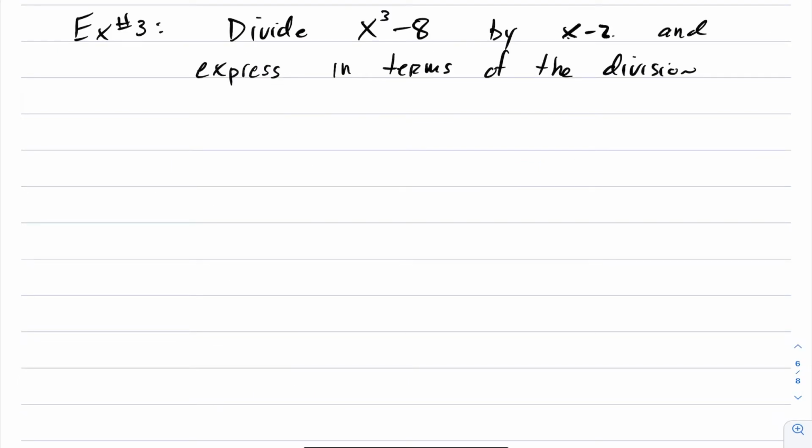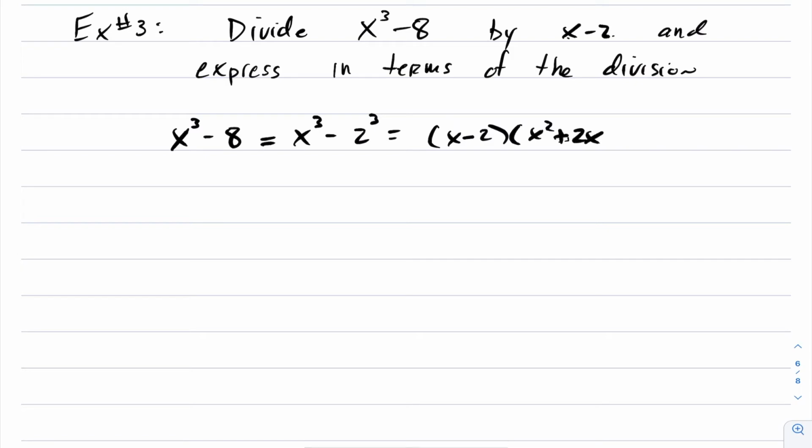In this question here, we want to take x cubed minus 8 and divide that by x minus 2. Notice here we already know how this breaks up, right? If you use your difference of cubes formula, we know that x cubed minus 8 is equal to x cubed minus 2 cubed. And using our difference of cubes formula, we get x minus 2 times x squared plus 2x plus 4. Now we can go ahead and take a look at this using long division, and we should get the same results using our division algorithm.